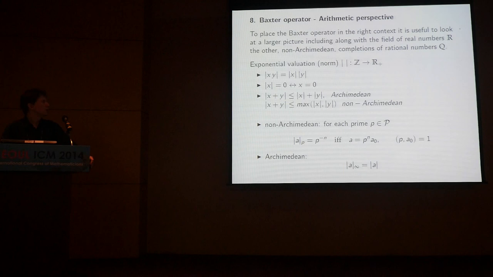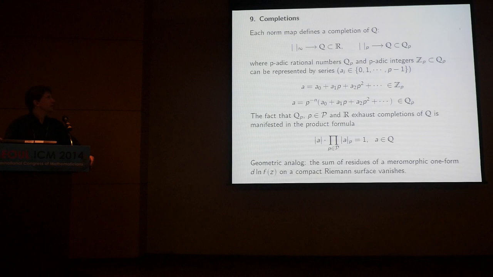So for each prime number, we have a non-Archimedean norm, which is just e to the power of an integer power. And the Archimedean norm is given by the standard absolute value. And the fact is that each norm defines a completion of the rational numbers. Completion with respect to the Archimedean norm gives you the real numbers. Completion with respect to non-Archimedean norms gives you p-adic rational numbers and, as a special case, p-adic integers, which are part of the rationals, which may be represented as an infinite series, a formal infinite series or something.